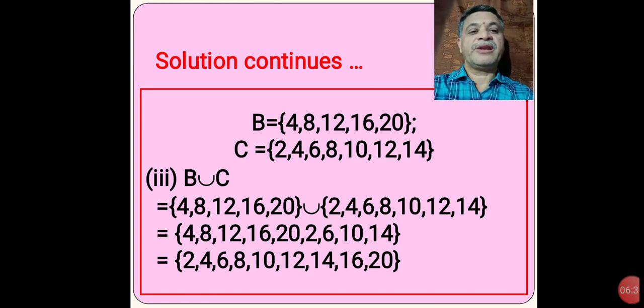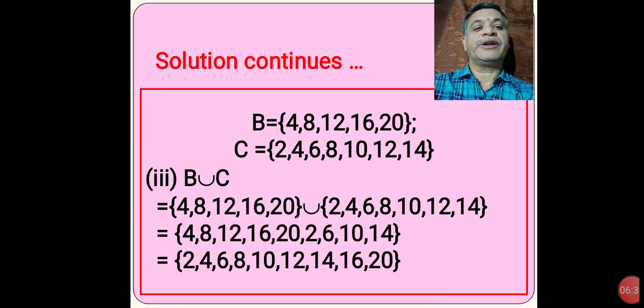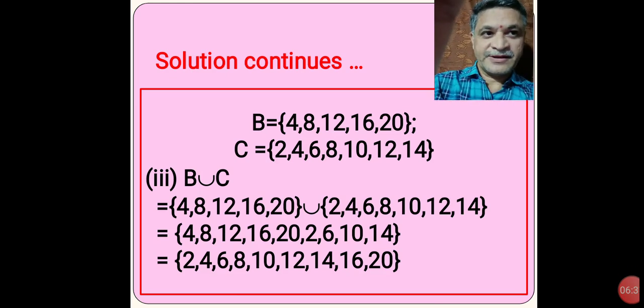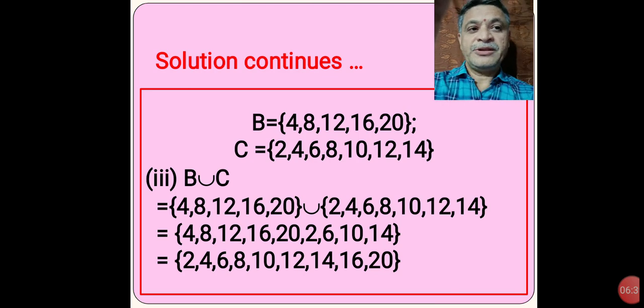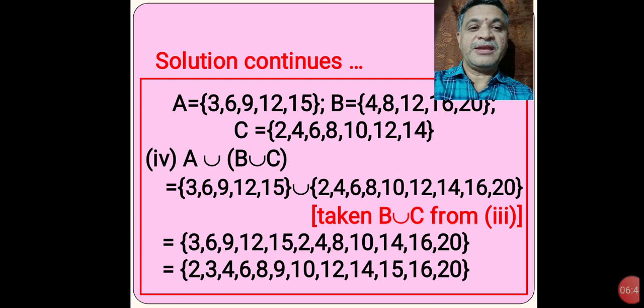So arrange them in order: 2, 4, 6, 8, 10, 12, 14, 16, 20. So this is B union C. Now go to the fourth question, A union B union C.